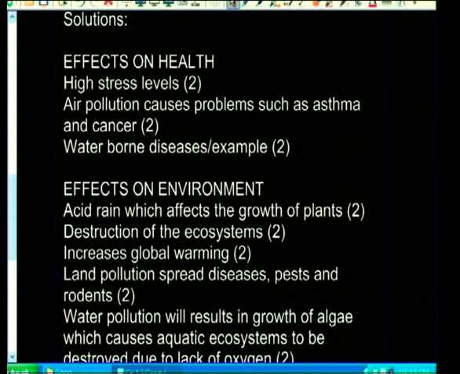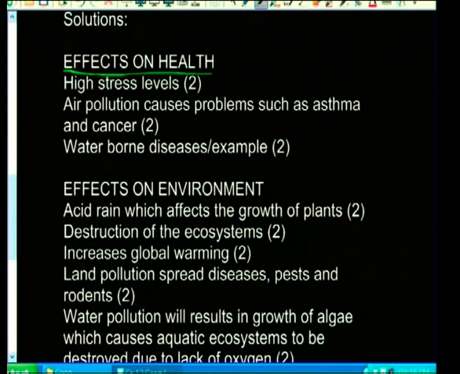Okay, so if we go and look at our solutions, I will point out exactly whether it's affecting our health, our environment, or our economy. And it is quite nicely broken down. You will see that they first start off with the effects on the health, which is what the question was referring to. High stress levels, okay?